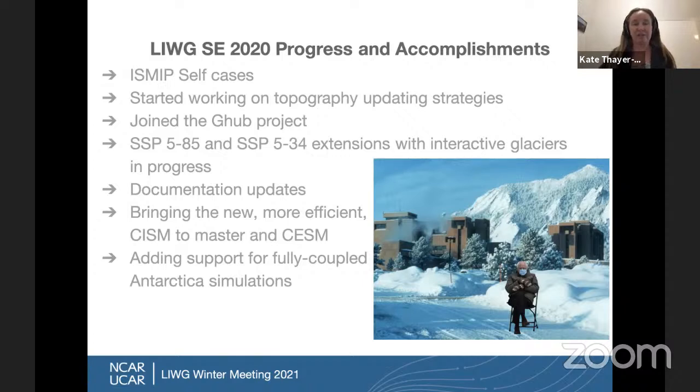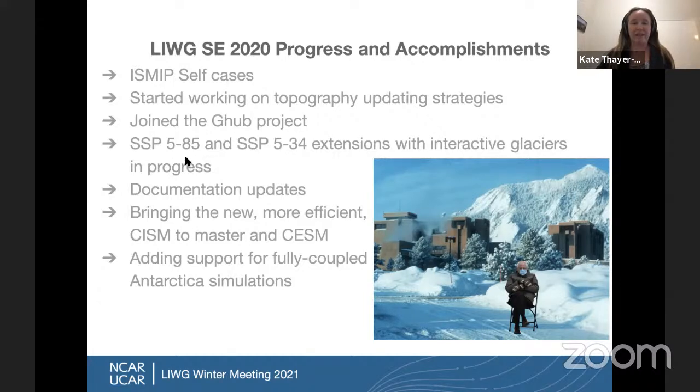We joined the GHub project, which is a diagnostics conglomeration website and land ice group project out of the University of Albany in New York. And this will provide some funding to scientists in the NCAR part of the land ice working group to hopefully focus on diagnostics this year, which is something that has been in my slides for 2 years now. So hopefully we'll get better work done on that this year.